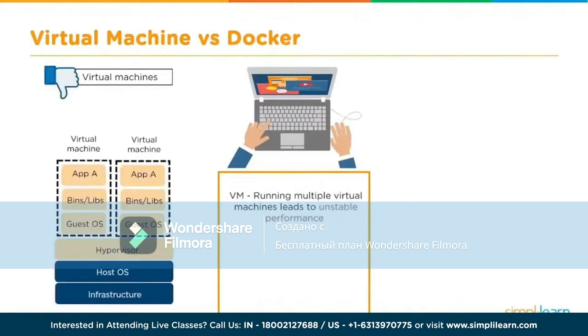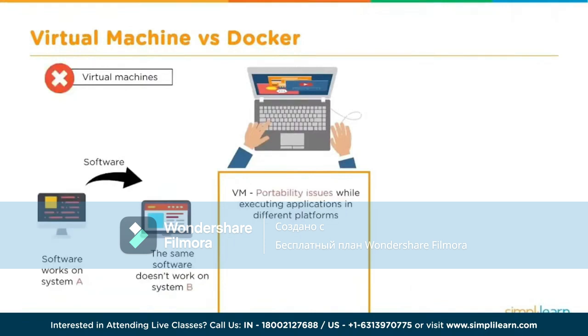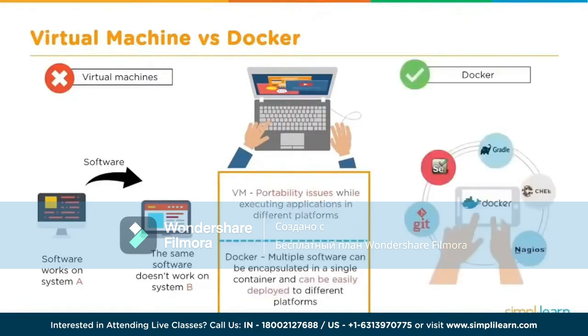Another challenge is running multiple virtual machines in a single environment can lead to instability and performance issues, whereas Docker is designed to run multiple containers in the same environment and actually gets better the more containers you run in that hosted single Docker engine. Portability issues with a virtual machine is the software can work on one machine, but then when you move that VM to another machine, suddenly some of the software won't work because there are some dependencies that haven't been inherited correctly. Whereas Docker itself is designed specifically to be able to run across multiple environments and to be deployed very easily across systems.